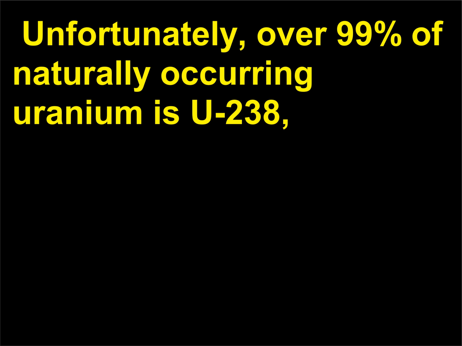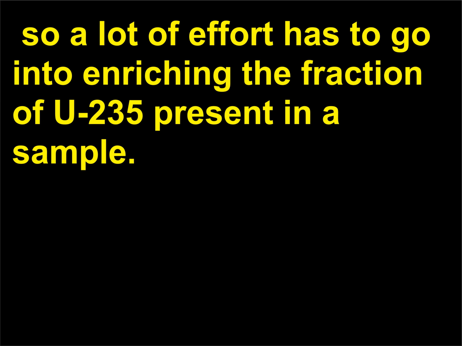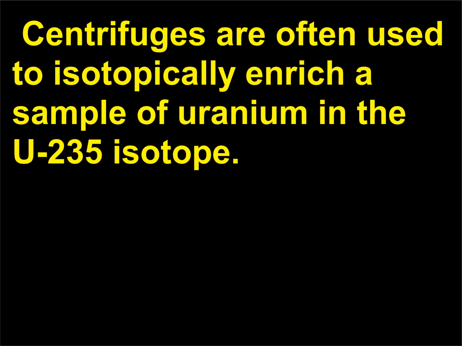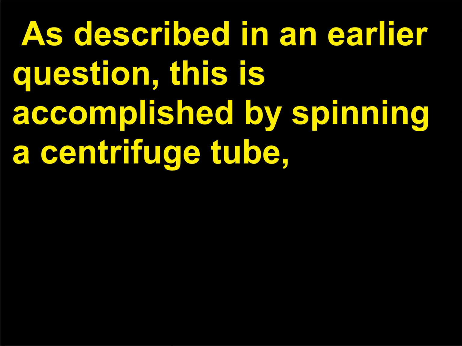Unfortunately, over 99% of naturally occurring uranium is U-238. So a lot of effort has to go into enriching the fraction of U-235 present in a sample. Centrifuges are often used to isotopically enrich a sample of uranium in the U-235 isotope. As described in an earlier question, this is accomplished by spinning a centrifuge tube.